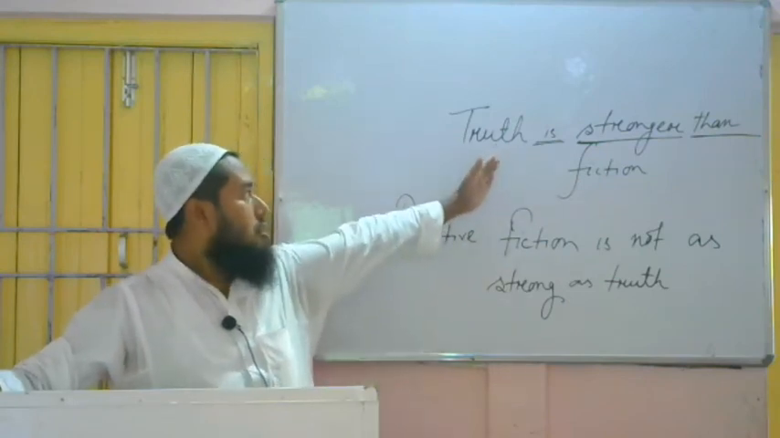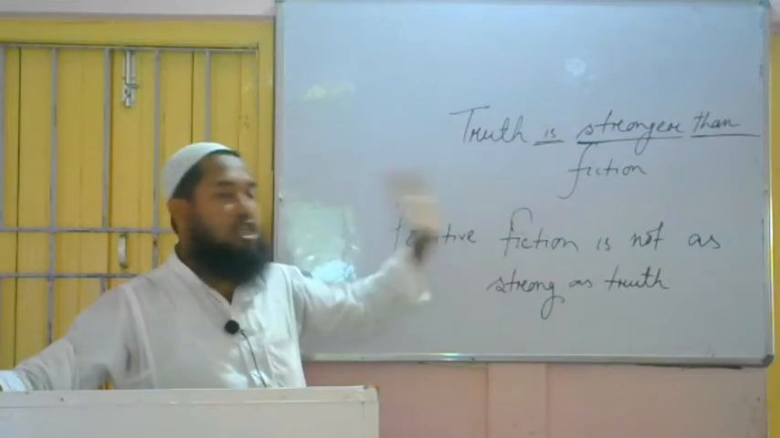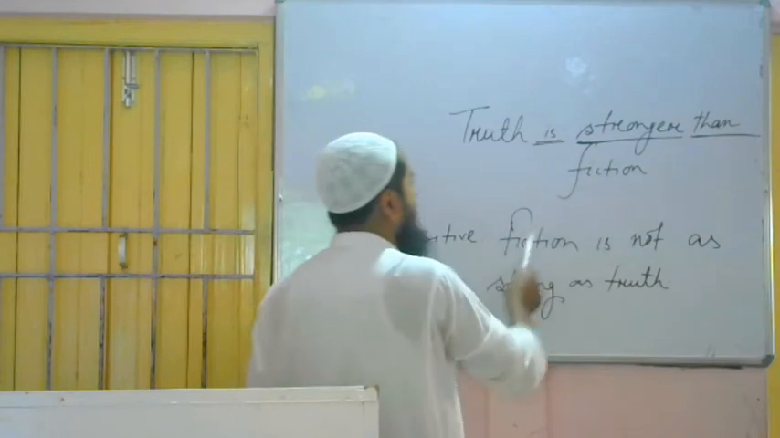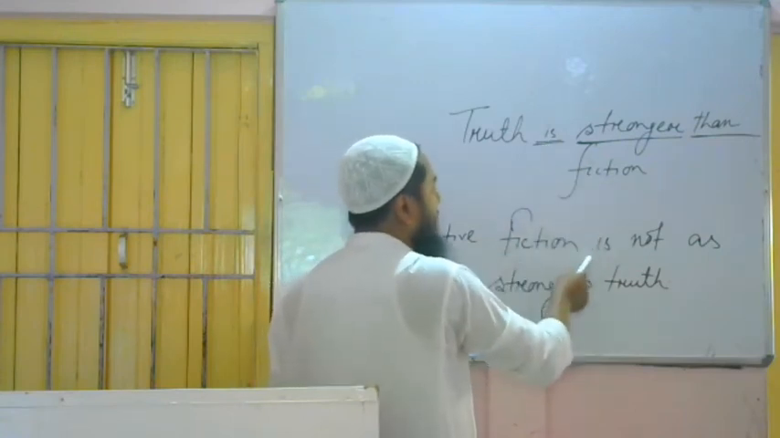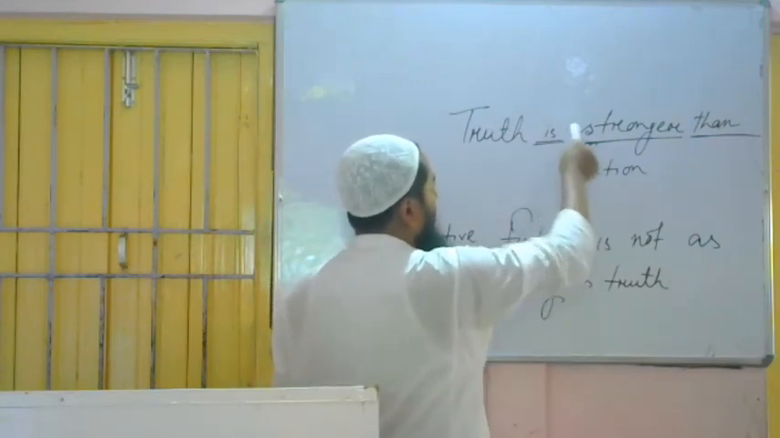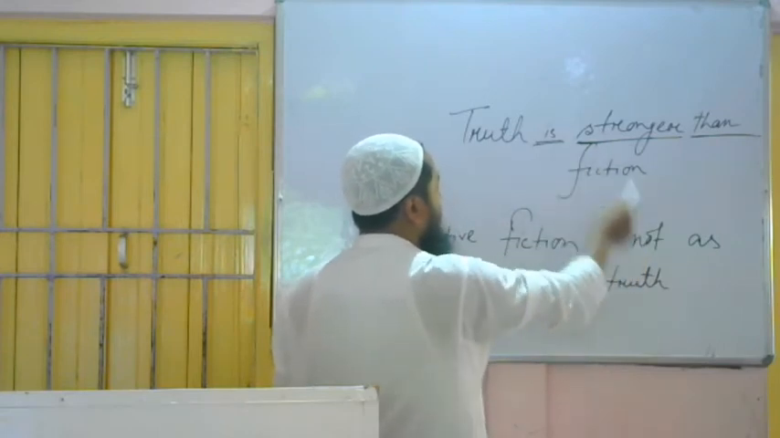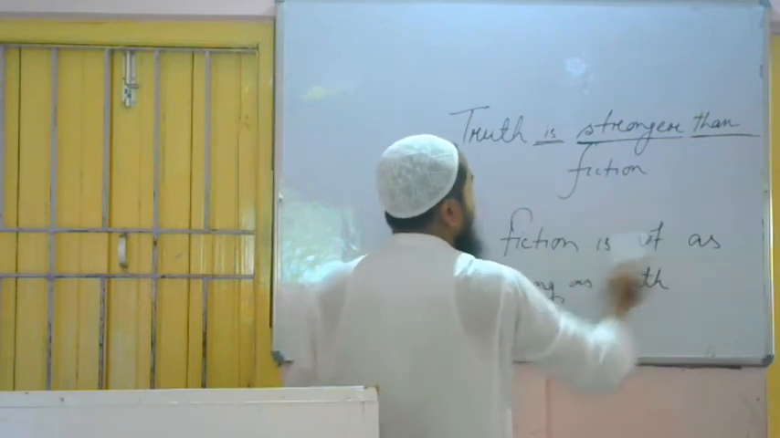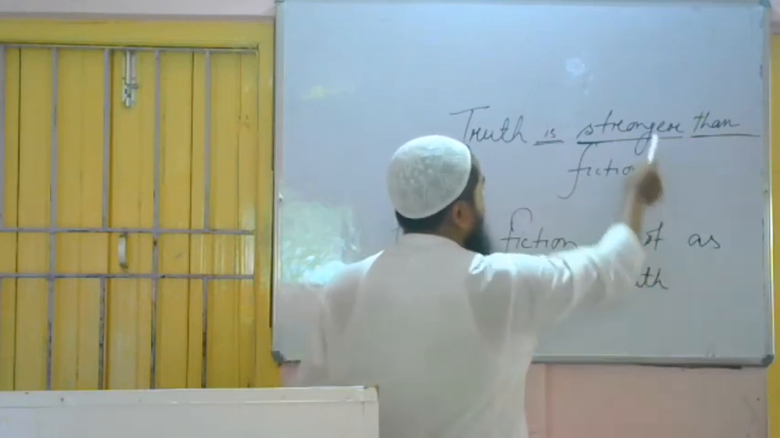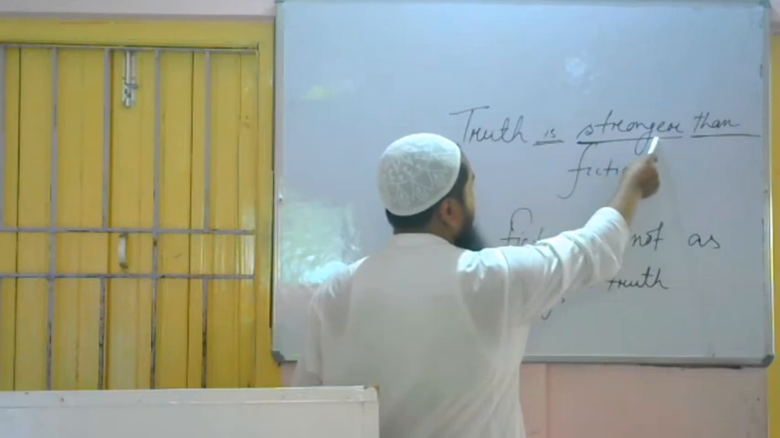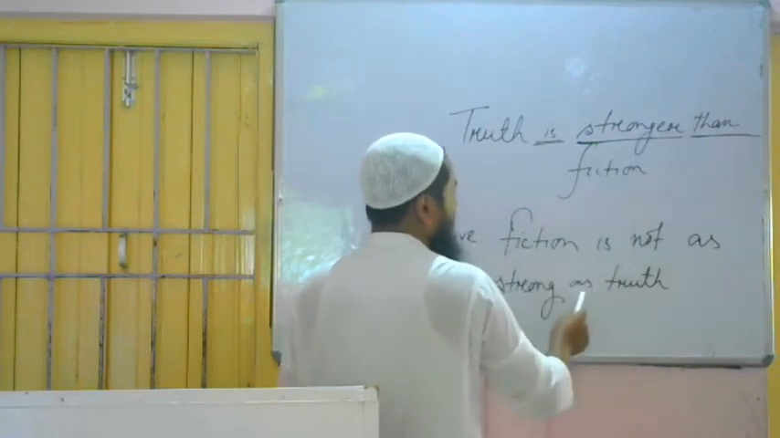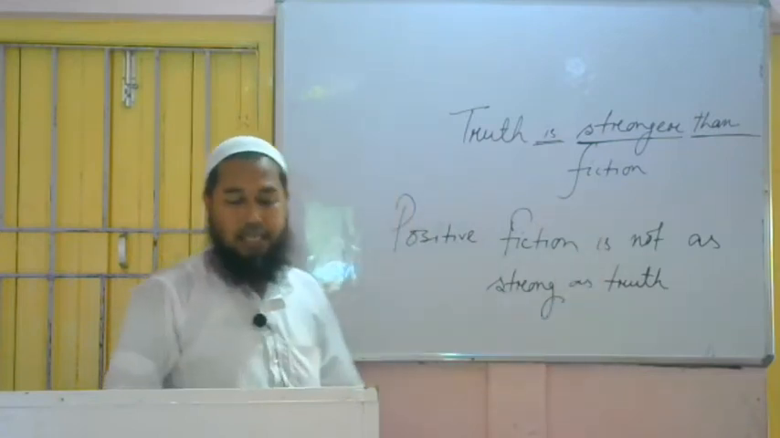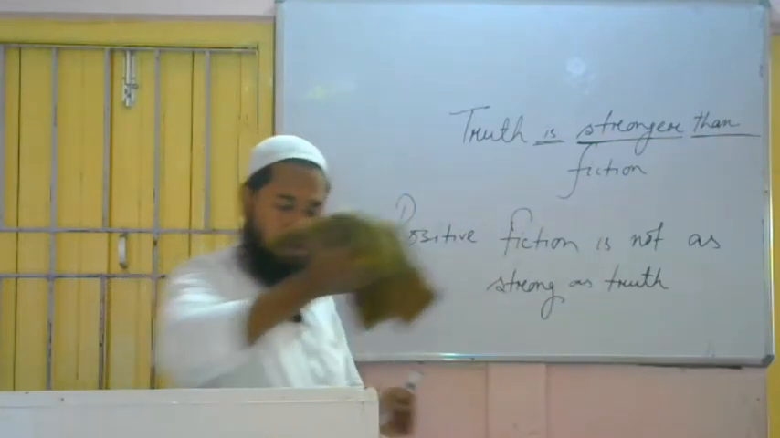We have changed comparative to positive. I hope you have understood. Once more I am telling, we have to bring the last one first, then according to the question we have to use the auxiliary verb. Then if not is not there, we have to use not. If not is there, we are not to use not. So it is not there, that's why we have used not. Then we have to use as, adjective, as. The positive form of the adjective stronger is strong. Then once again as, then the first thing, truth. Fiction is not as strong as truth.